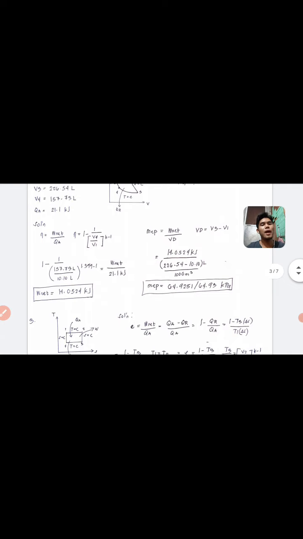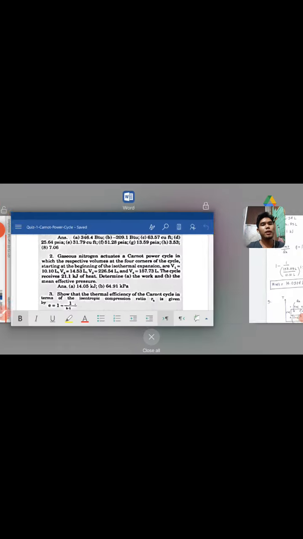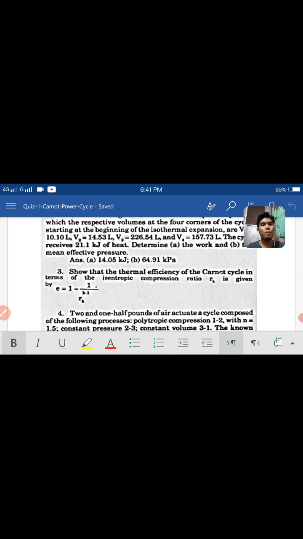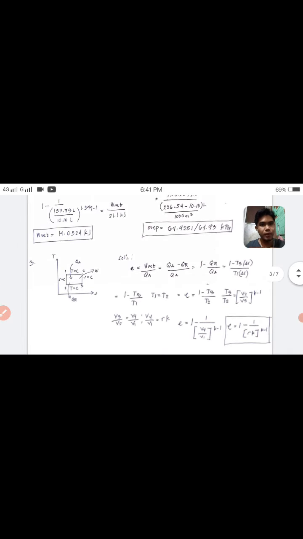Now let's go for question number 3. Show that the thermal efficiency of the Carnot cycle in terms of the isentropic compression ratio Rk is given by E, or efficiency, is equal to 1 minus 1 over Rk raised to k minus 1. So let's go to my solution for number 3.